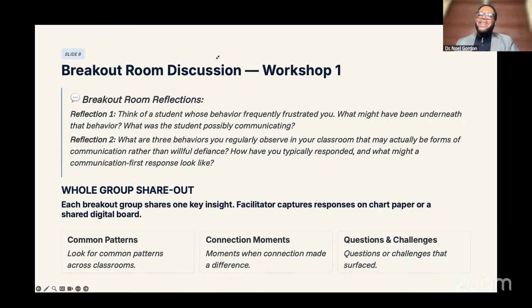And the second reflection is, what are 3 behaviors you regularly observe in your classroom that may actually be forms of communication rather than willful defiance? And how have you typically responded? And what might be a communication first response like that? We're going to move through this, and we're going to ask from each group. We want to have you choose a leader, and when we come back, that leader is going to take a minute to just reflect on what occurred in your breakout groups.